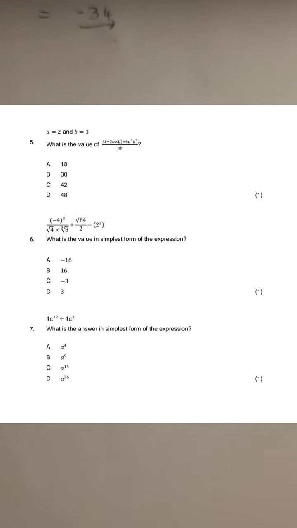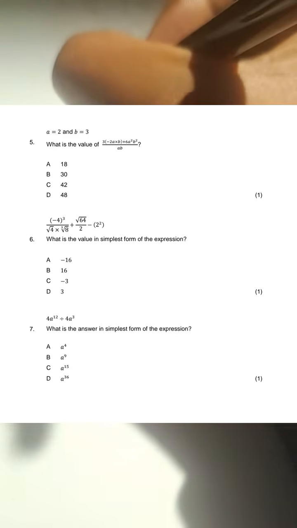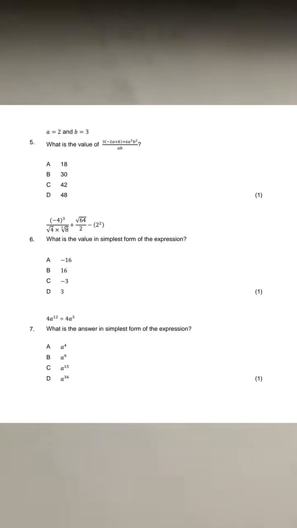See? Okay, so number 5: a is equal to 2 and b is equal to 3. What is the value of 3 into minus 2a plus b, times 6a squared b squared over ab? So we are told that a is equal to 2, b is equal to 3.